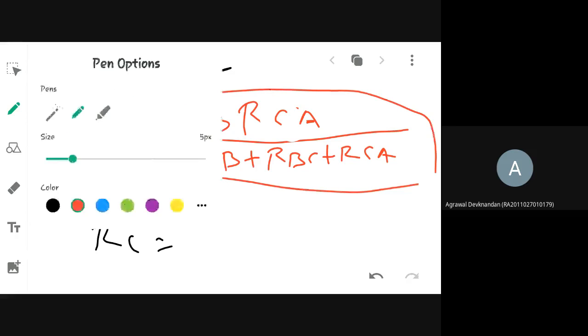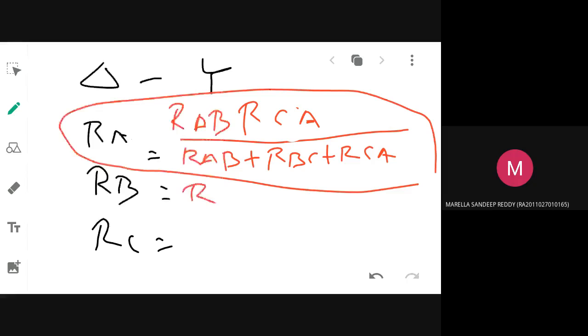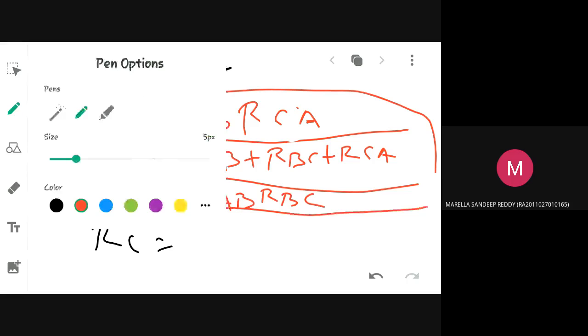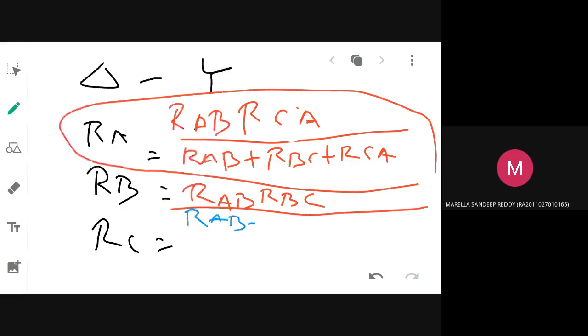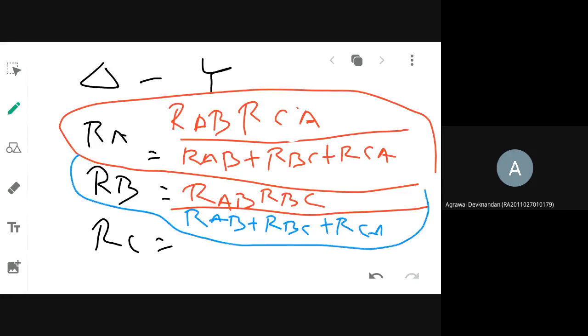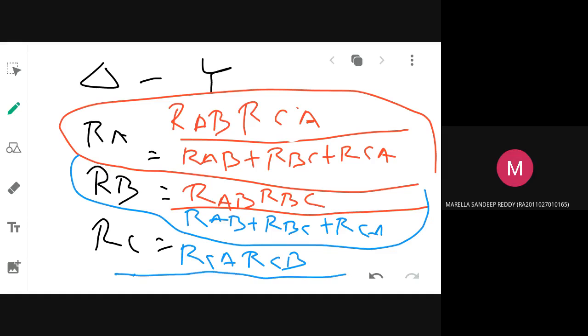Okay. Then next for RB. RB equals RAB into RBC by RAB plus RBC plus RCA. And then RC equals RBC into RCA by RAB plus RBC plus RCA. Okay, this finishes off the first set.